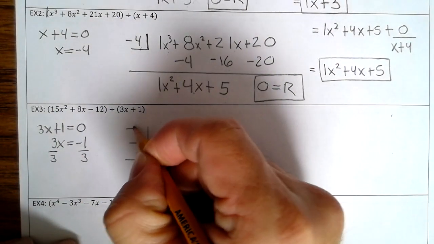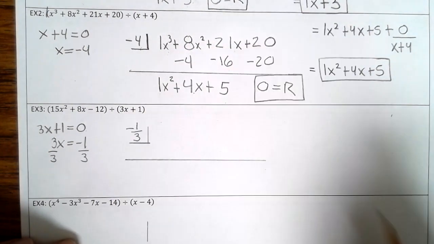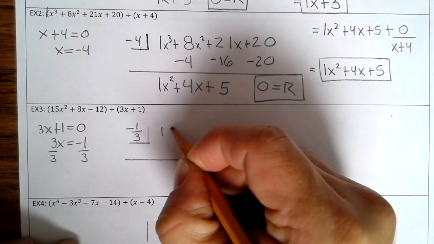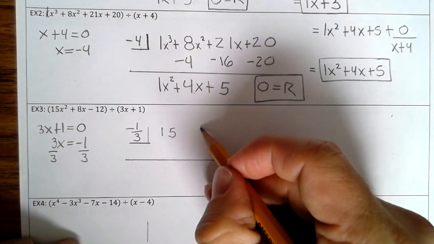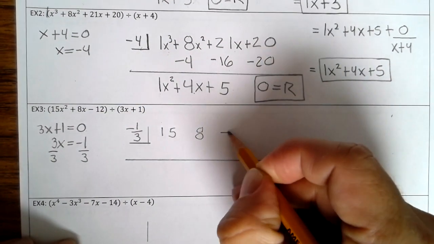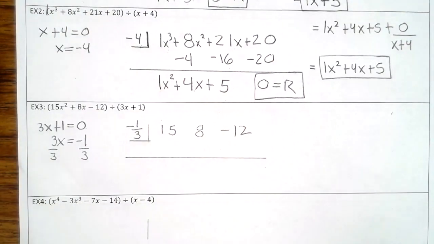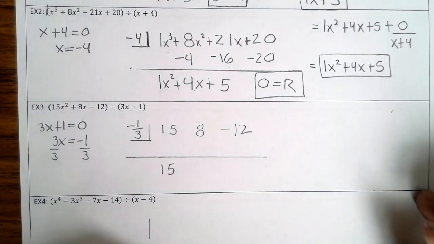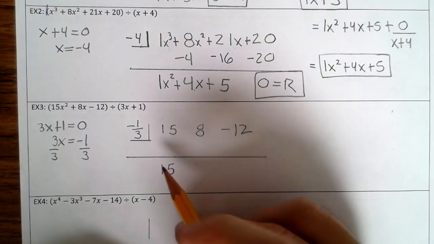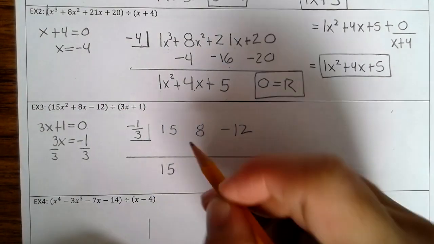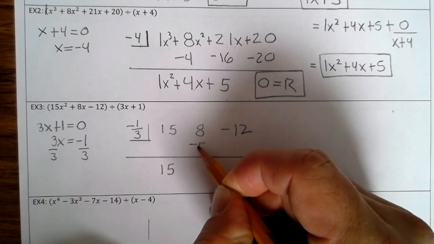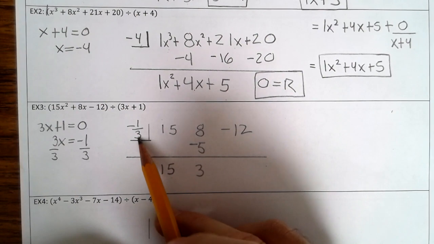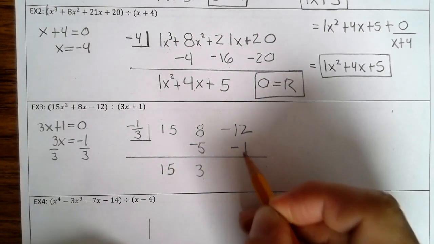We take the coefficients, so that's 15, 8, negative 12. So we bring down the 15. Negative 1/3 times 15 is negative 5. 8 minus 5 is 3. Negative 1/3 times 3 is negative 1, so that's negative 13 as the remainder.